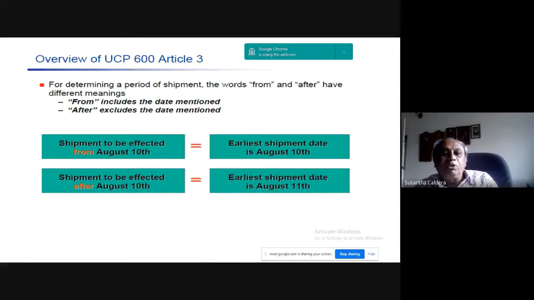from August 10th. Right? From August 10th, from includes the date mentioned. Shipment to be effected from August 10th. The earliest shipment date is August 10th. It includes the date mentioned. Shipment to be effected after August 10th. After August 10th, then the earliest shipment date is August 11th.